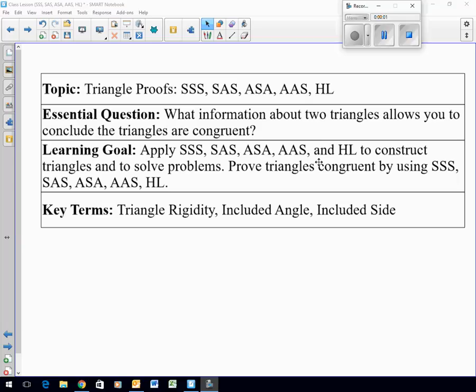I get a sinus bug. Yeah, I get sick twice a year.